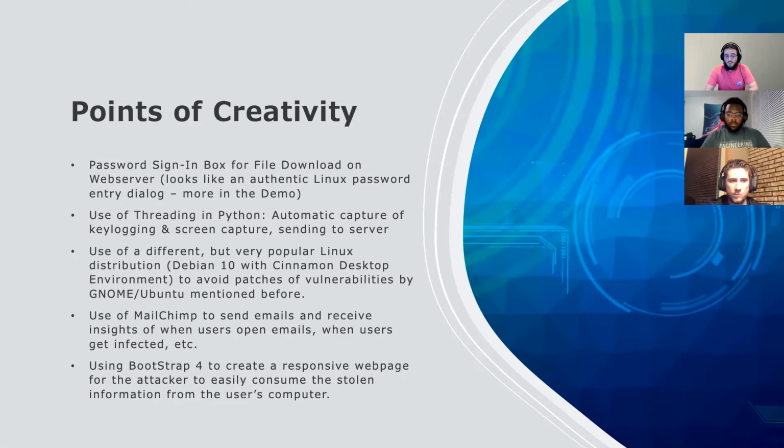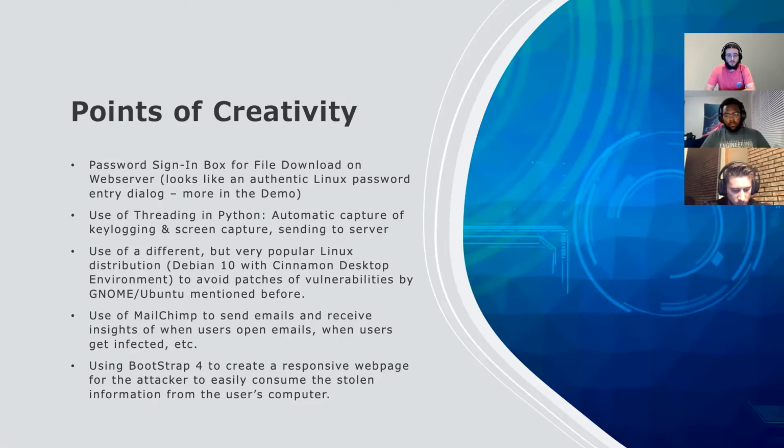We use the threading library in Python to constantly listen for keyboard captures. When a user types something on the keyboard, it writes it to a file in a group, and then it also takes an associated screen capture. That's all done with two threads in our program. We used a different but very popular Linux distribution, Debian 10 with the Cinnamon desktop environment, to avoid the patches and vulnerabilities of the GNOME Ubuntu operating system, as we mentioned in the previous slides.